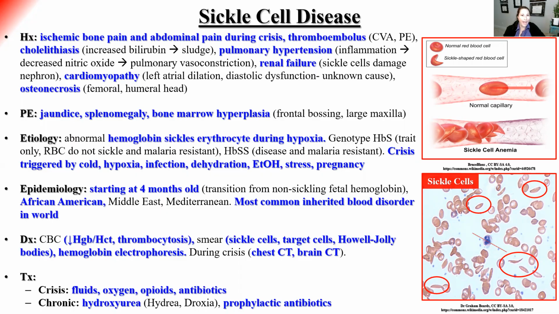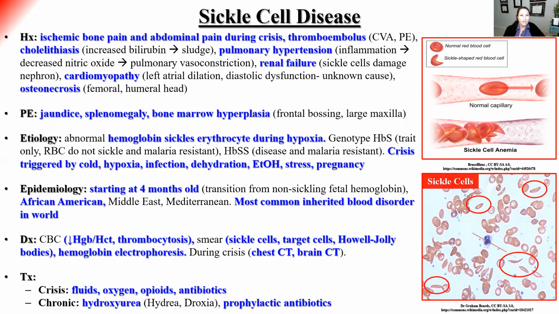Crises can be triggered by any kind of physiological stress. So extreme cold, hypoxia, infection, dehydration, alcoholism, stress, or pregnancy. So those are all precipitants for the crises. This starts at 4 months old because the fetal hemoglobin does not sickle. And this is key to one of the treatments for this. So you transition from a fetal hemoglobin to the adult type of hemoglobin at 4 months. That's why less than 4 months, we don't see this.